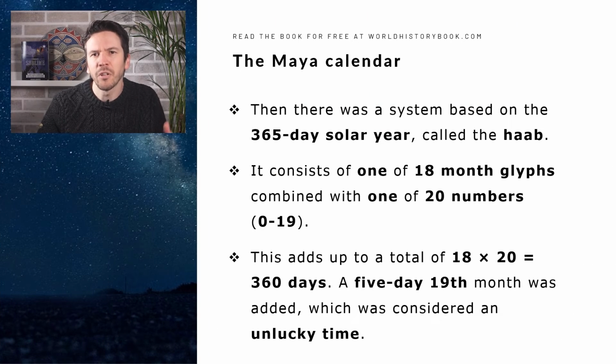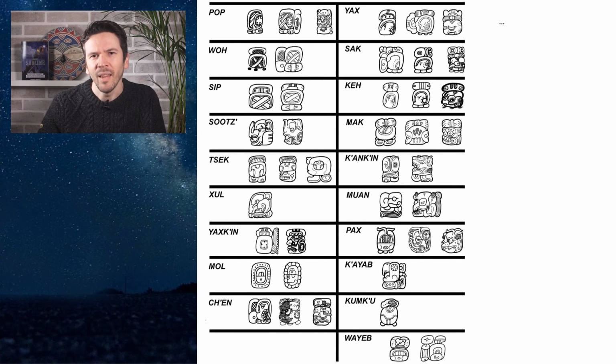Besides the Tzolkin, there was also a system based on the 365-day solar year, which is called the Haab in Mayan. This cycle consists of one of 18 month glyphs combined with one of 20 numbers, in this case from 0 to 19. This adds up to a total of 18 times 20 is 360 days. Another 5-day 19th month is then added on top of this to get to the 365 days. And these last 5 days were considered a very unlucky, dangerous time. And here we see the glyphs for those 19 months.